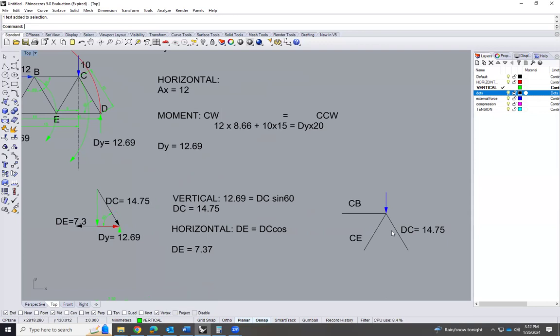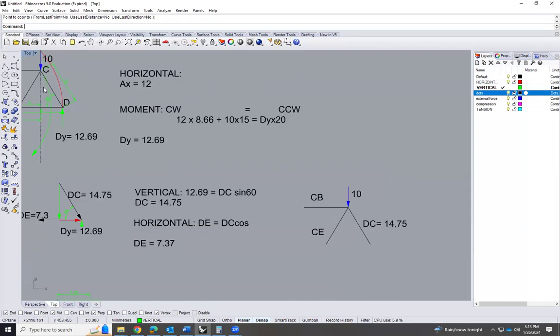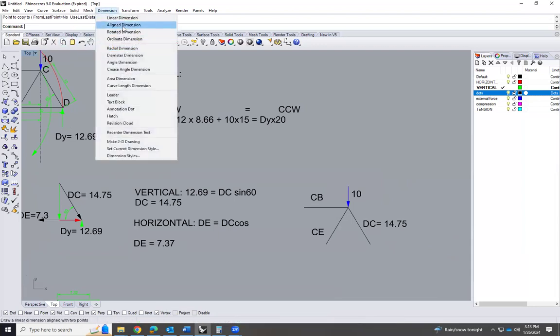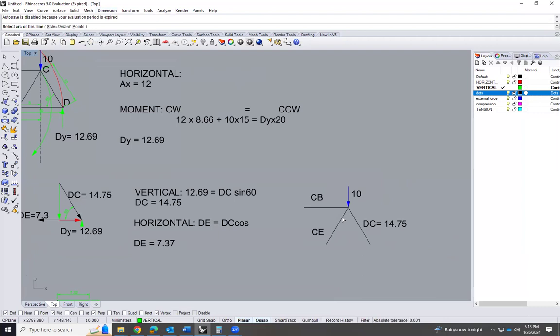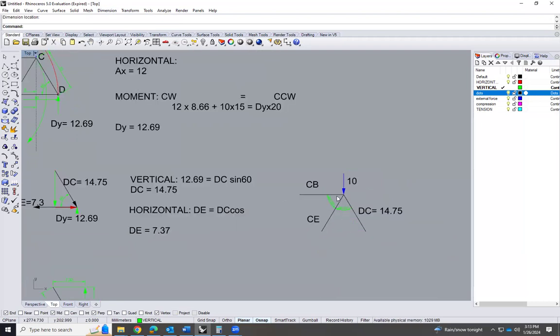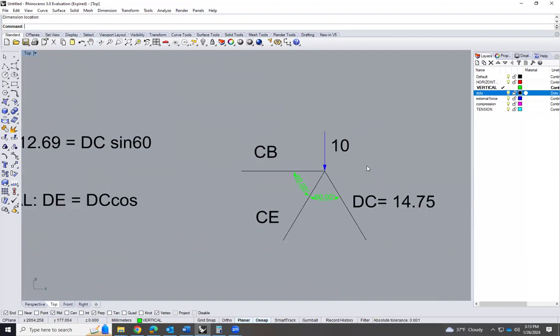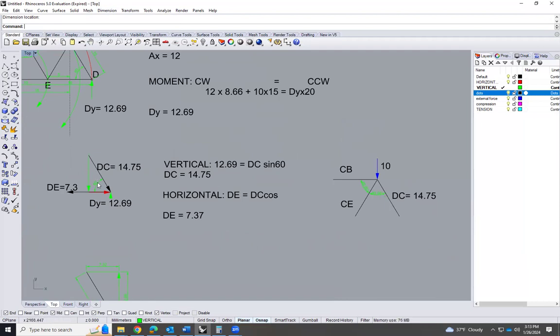DC is not an unknown because we know it. This force is 10. It's the external force applied at this point. And then we have to calculate these two bars. And we know that the angle, in this case, all angles are 60 because it's an equilateral triangle. So all angles are 60. Good. DC, we know the value, but what's the direction?